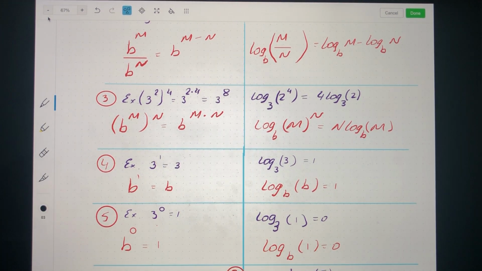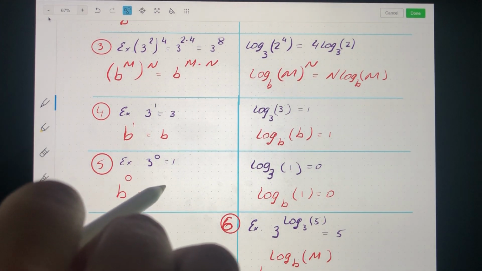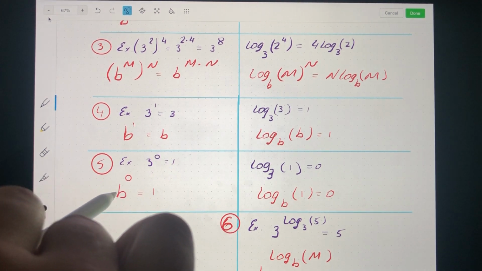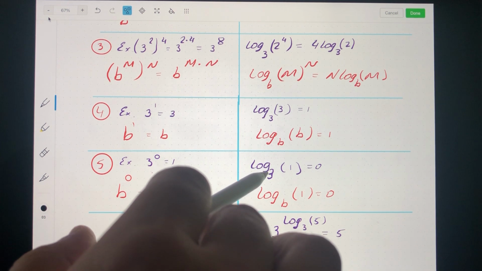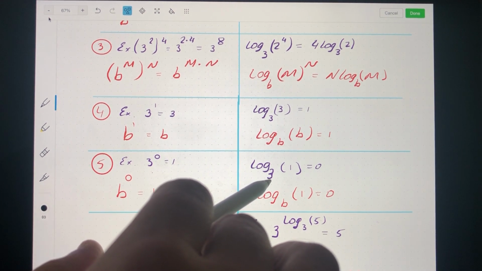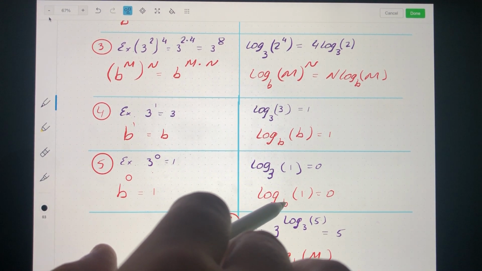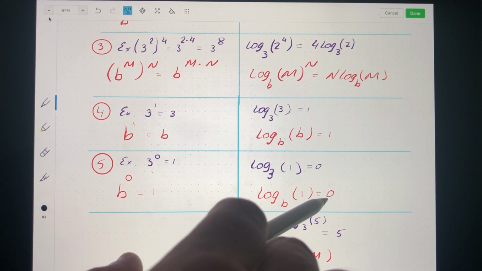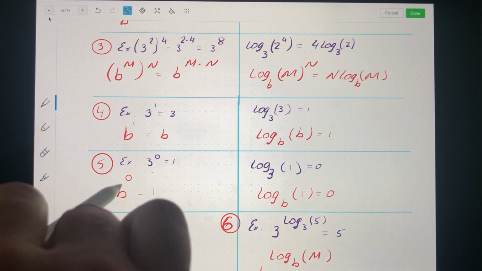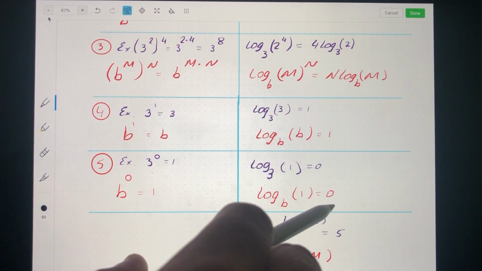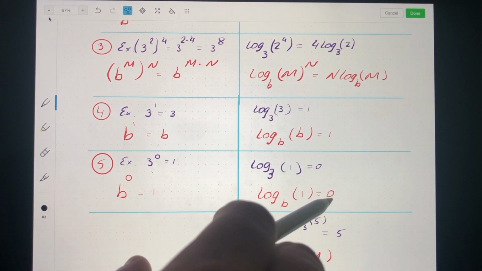And then also the power of 0. 3 to the 0, anything to the 0 is 1. b to the 0 is 1. Any base to the 0 is 1. And for the logs, if you have log of any base of 1, that means the answer is 0, because that's like asking b to what power will make 1? Well, b to the 0 power makes 1. And that's why log base b of 1 is 0.